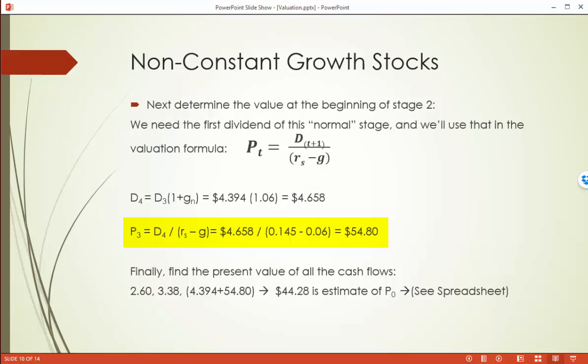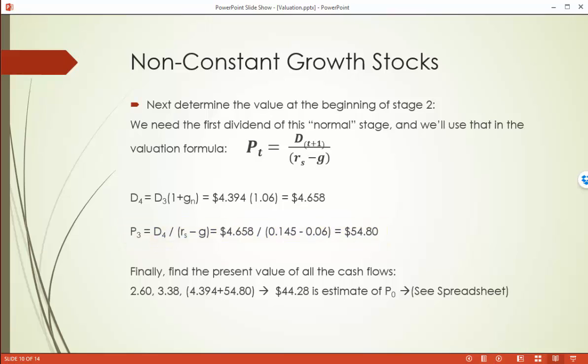In this case, the RS is 14.5%. The G, that's the normal growth rate, is 6%. And when we do that math, we end up with a value of $54.80. And again, this is our estimate of the value of the stock at the end of the supernormal stage or the very beginning of the normal stage. Both of those are the same thing.